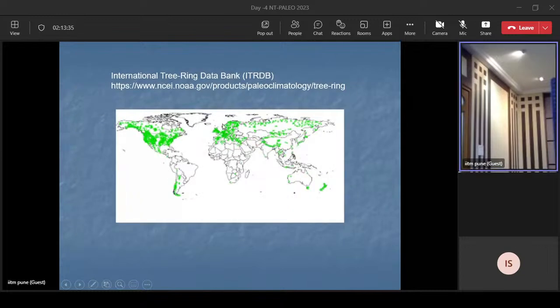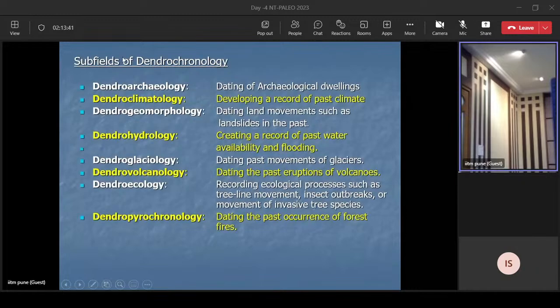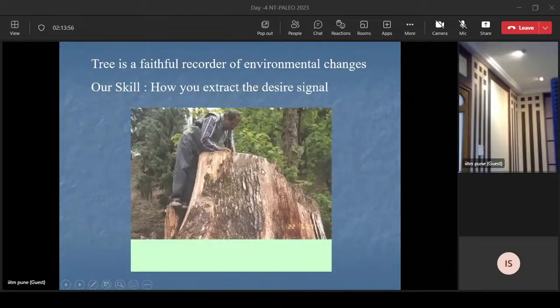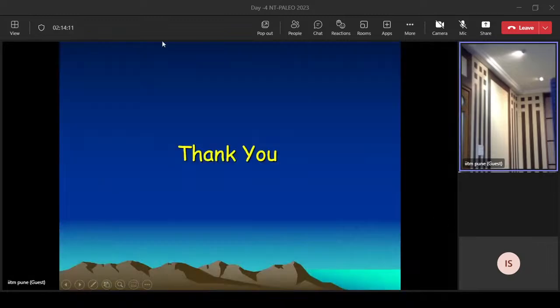Okay. This is the global network of tree rings. And these are the sub-fields of dendrochronology. And in India, the scope is in dendroecology and dendrohydrology. Now lastly, the tree is a faithful recorder of the environment. Any change in the environment is recorded by the tree. Our skill is how we extract that signal. With this, thank you.